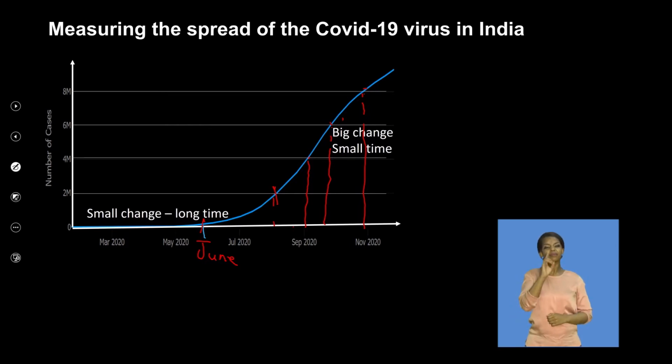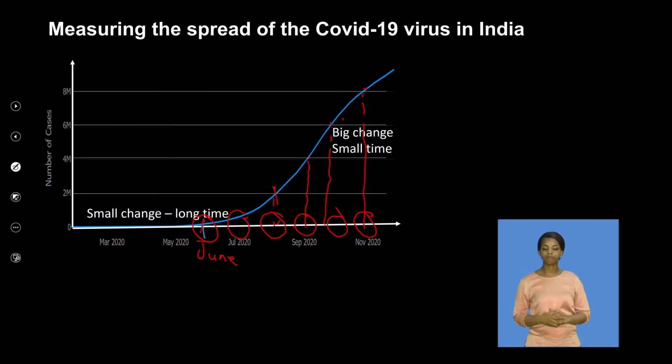Our rate of change through time, you can see that it's not constant. Also, our change is not constant, meaning the difference between the number of cases that I had here and the number of cases I have here will not be the same as the difference in the number of cases at the following points.